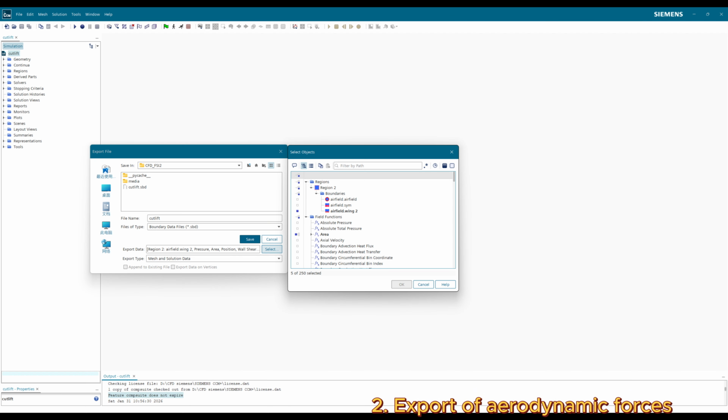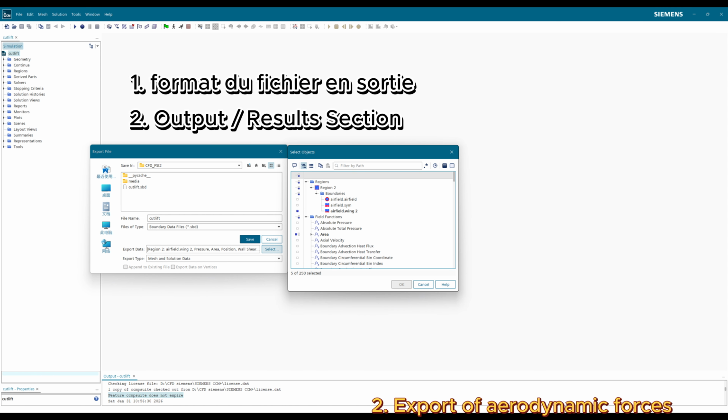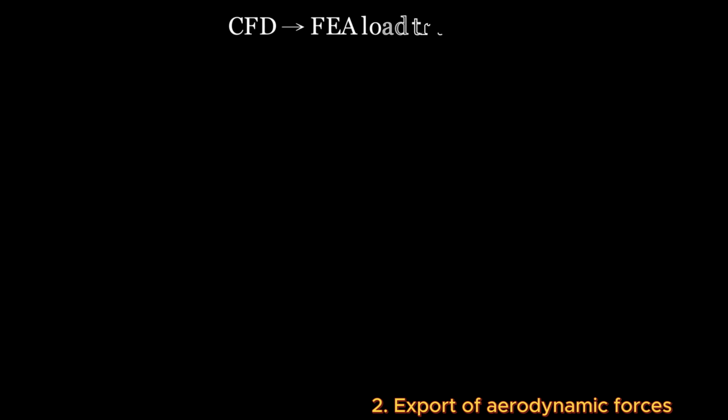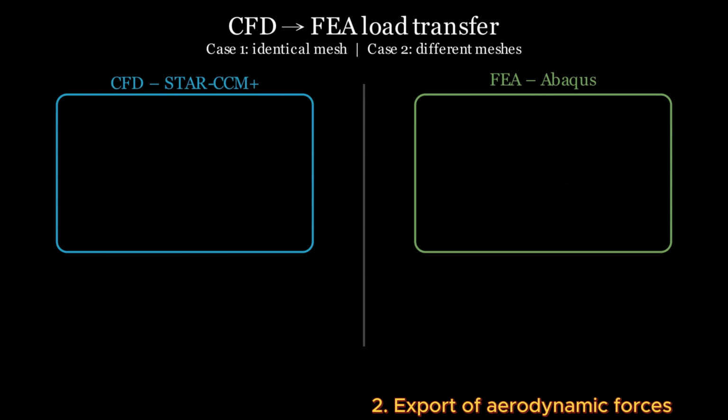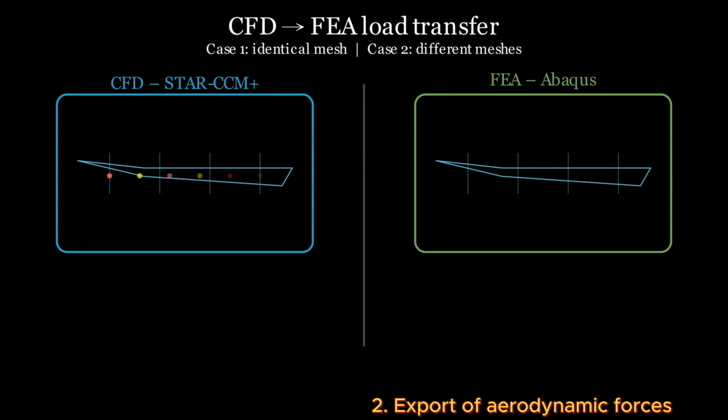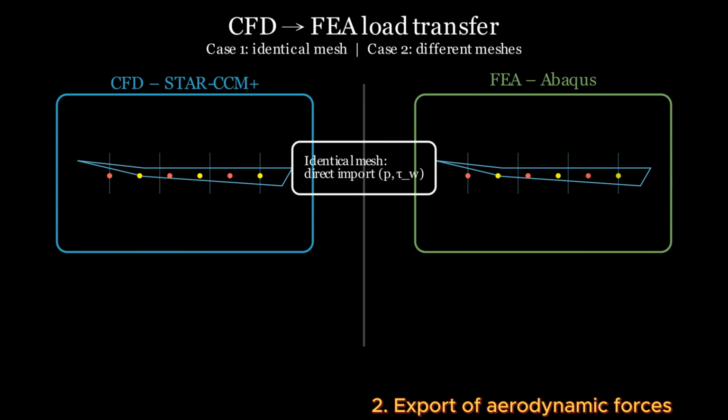We can directly export the wing-related region from Star-CCM+. The exported data includes the pressure and shear forces of interest, which together represent the aerodynamic loads acting on the wing. If the aerodynamic simulation software, such as Star-CCM+, and the structural analysis software, such as Abaqus, use the same mesh, then the process is very simple. You can import the data directly.